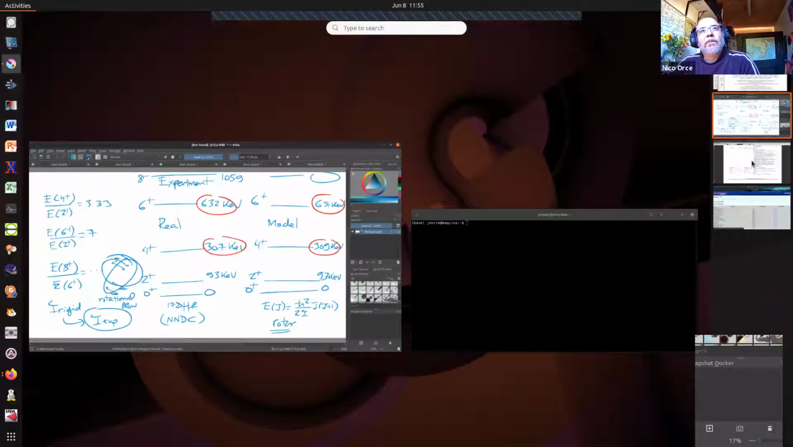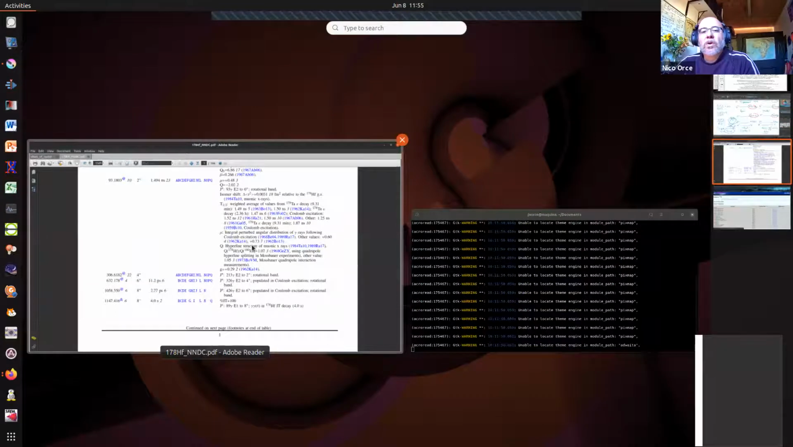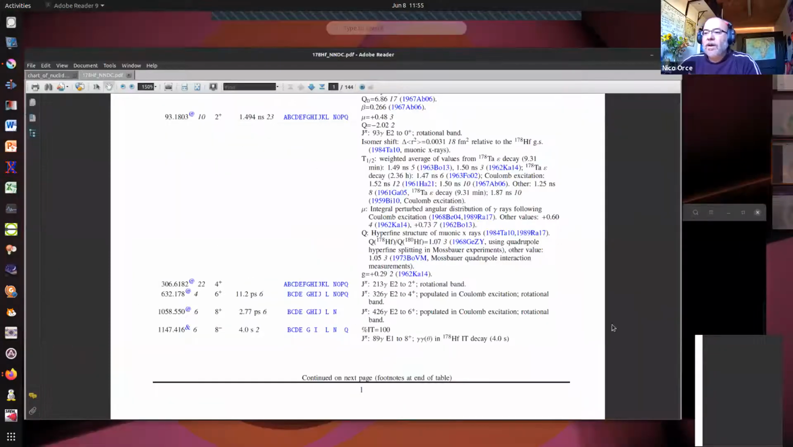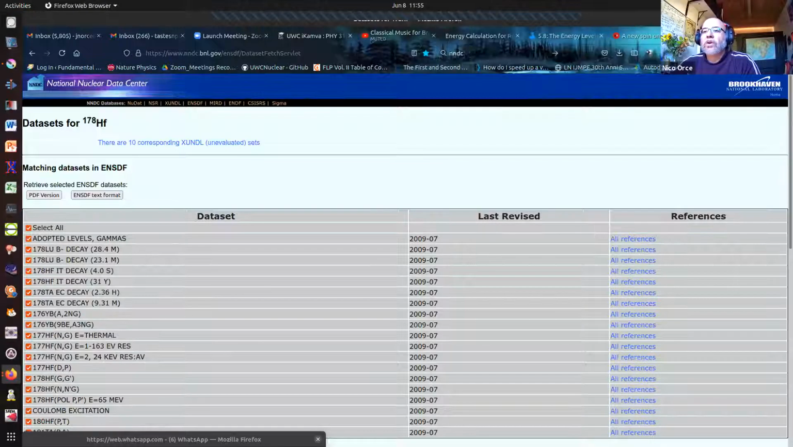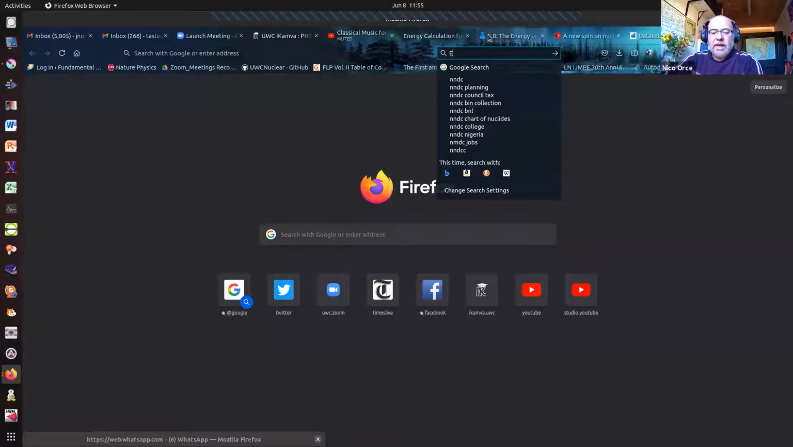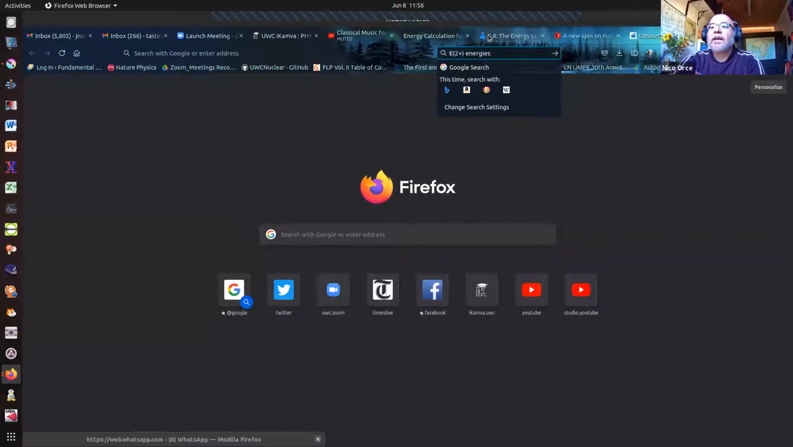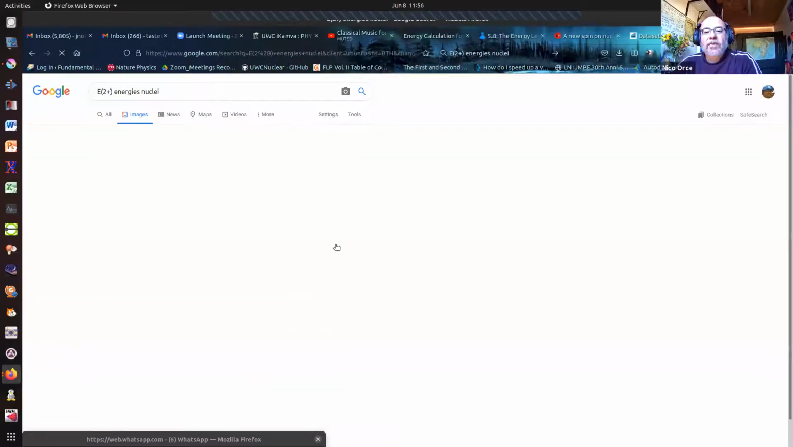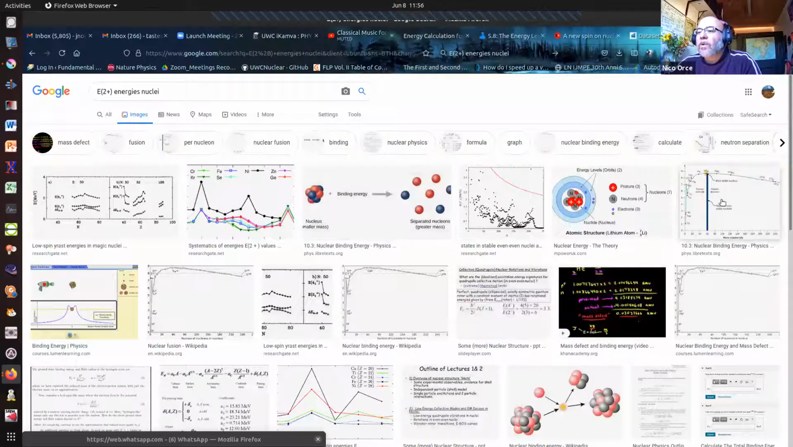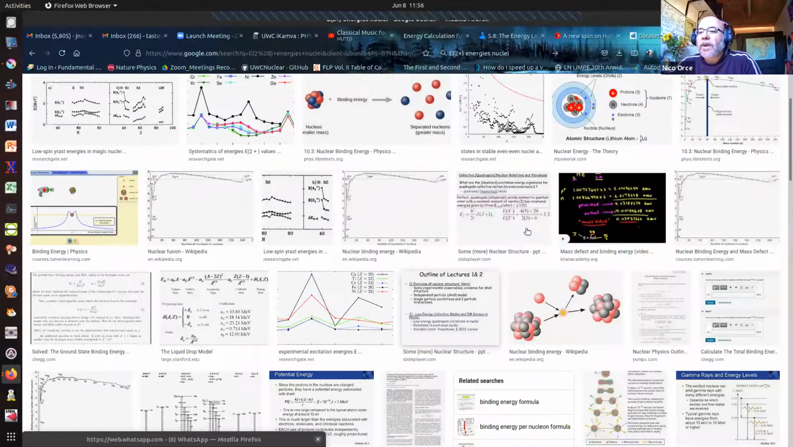Let me see. Here we have the PDF. I want to go to the online version here. So basically, the lower the energy of the first 2 plus energies in nuclei, let's see if there's any plot like this. The lower the energy of the first 2 plus, the better the rotor will be.